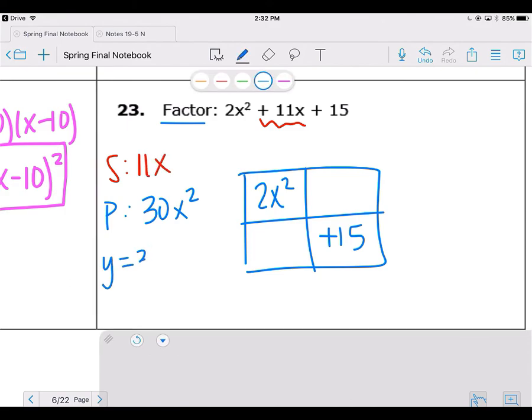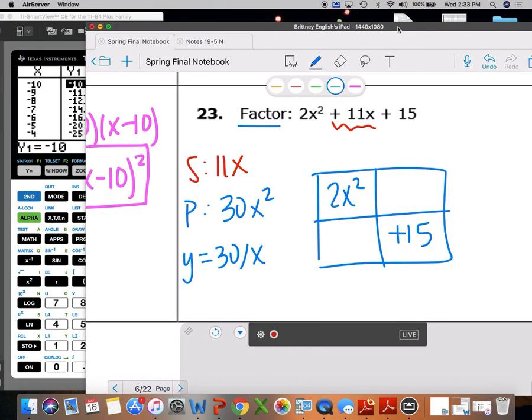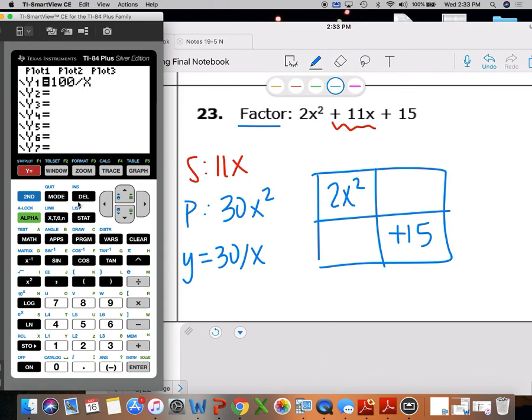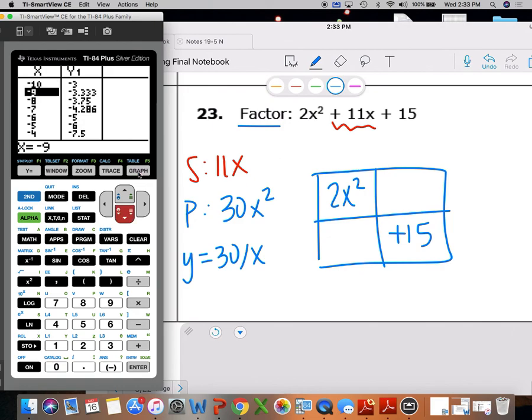So in y equals, I put the product number divided by x. You don't have to put the x squared. So I have 30 divided by x, second graph. I'm looking for two numbers that add to 11. Remember that I do not look at decimals. So 1 plus 30 is not 11.